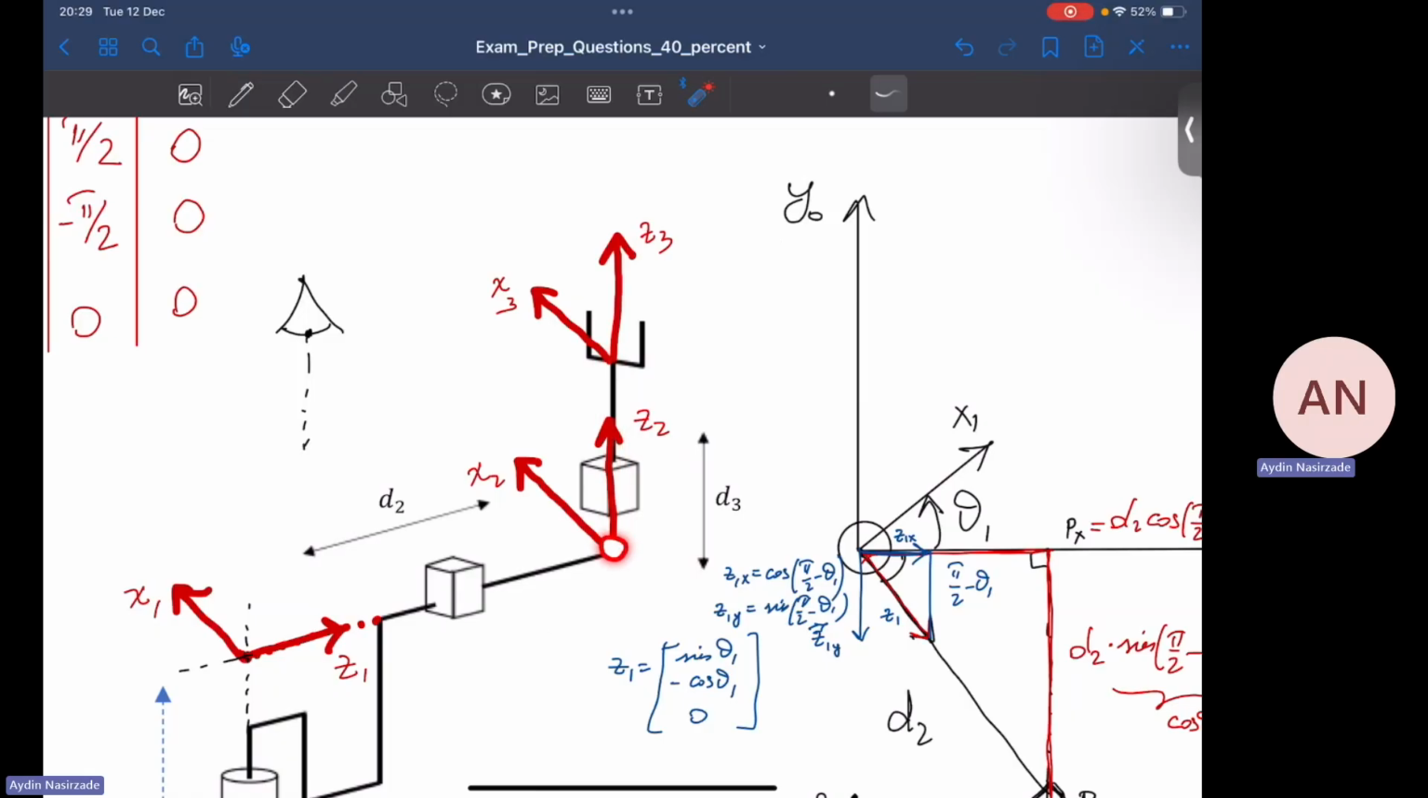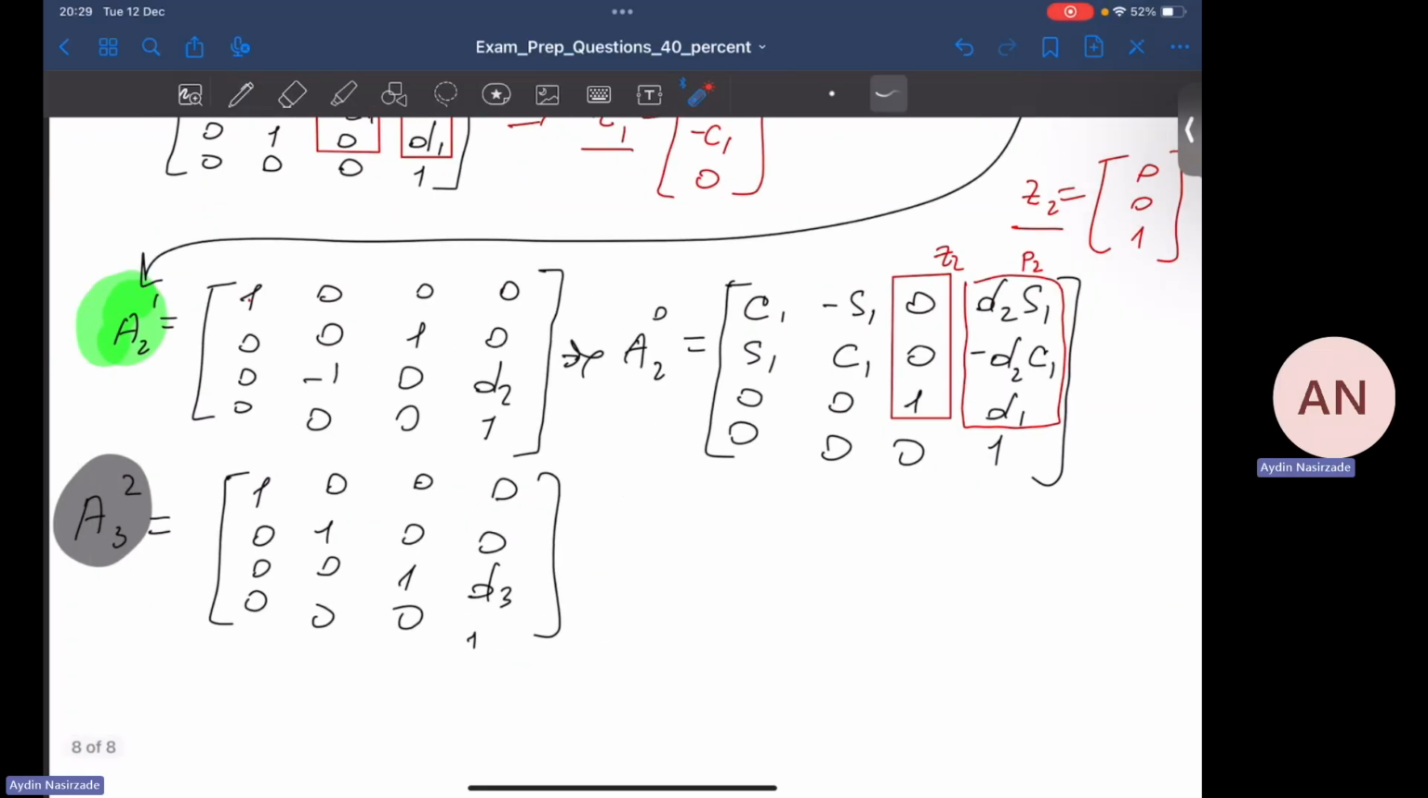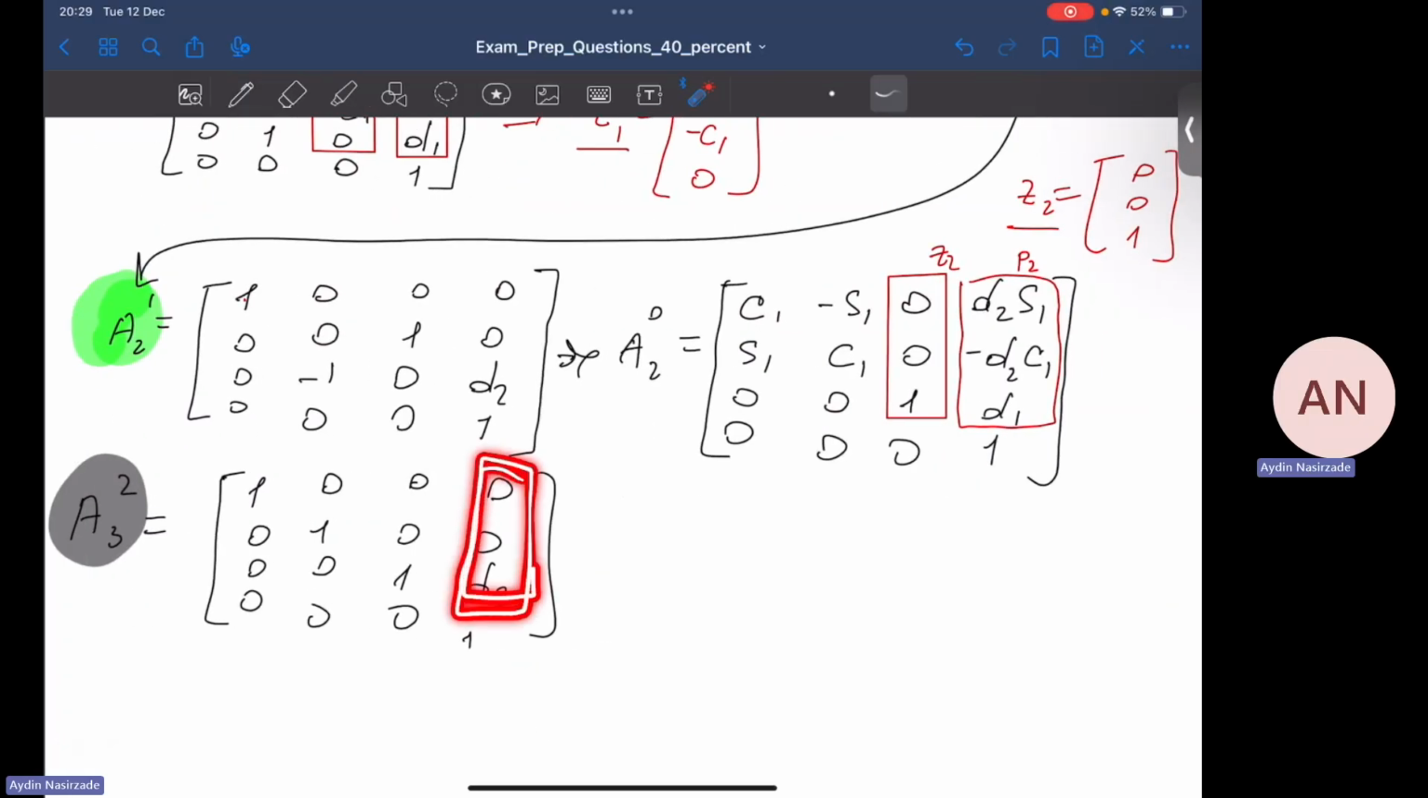The origin of the second frame has been moved by D3 along Z2, along this direction, let's say. Let's see if it's written here. Yes, it's written here. See that? It has been written here. So mathematically, everything tells us something.